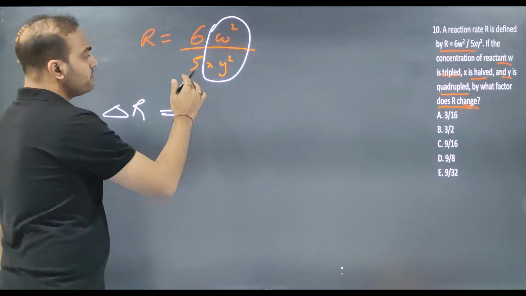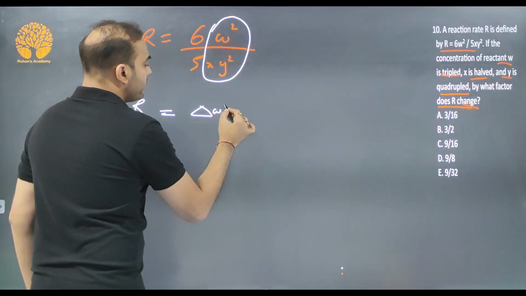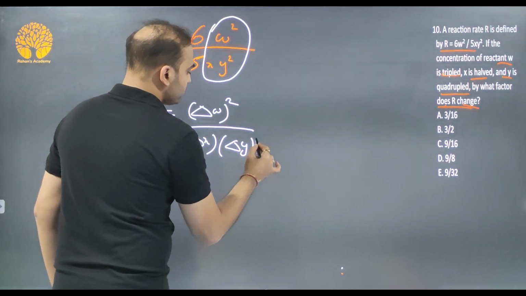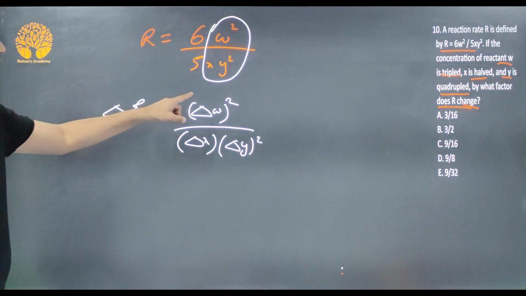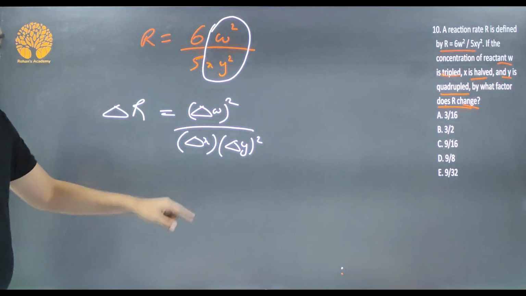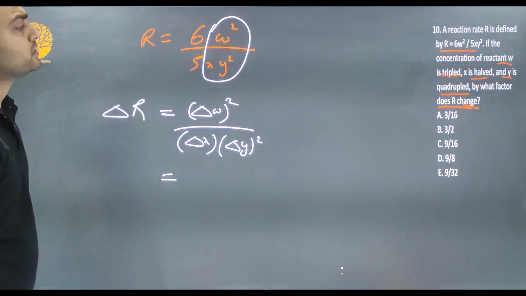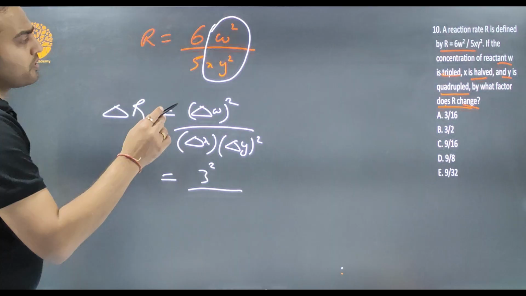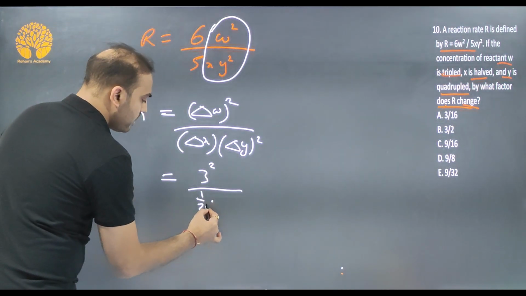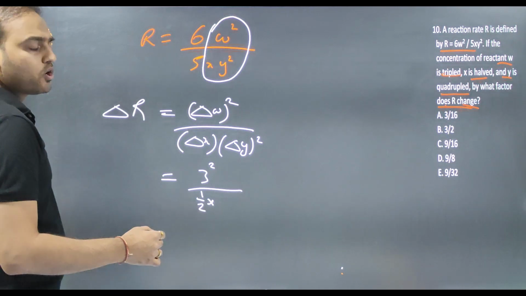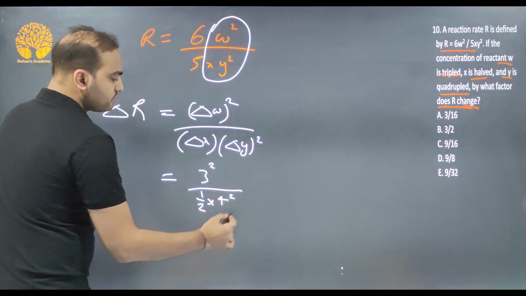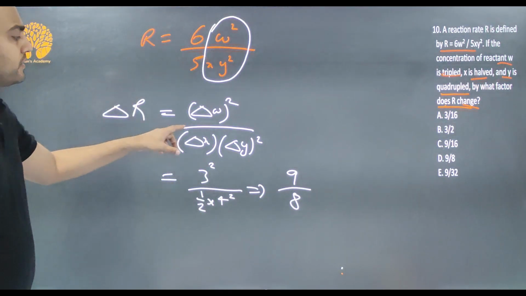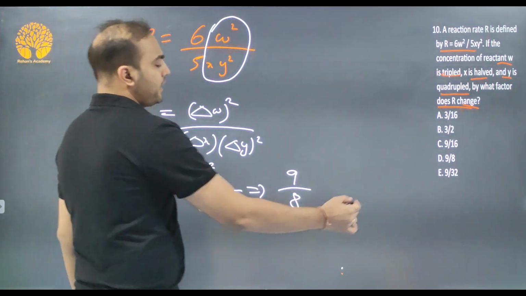6 is not changing by anything, 5 is not changing by anything. Let's look at delta w square by delta x times delta y square. Change in r is only coming because of respective changes here. W is changing by how much? It's becoming tripled, so 3 times, square. X is halved, so half, and y is quadrupled. Quadrupled means 4 times. We solve this, that is 9 by 8. So your r is becoming multiplied by 9 by 8.